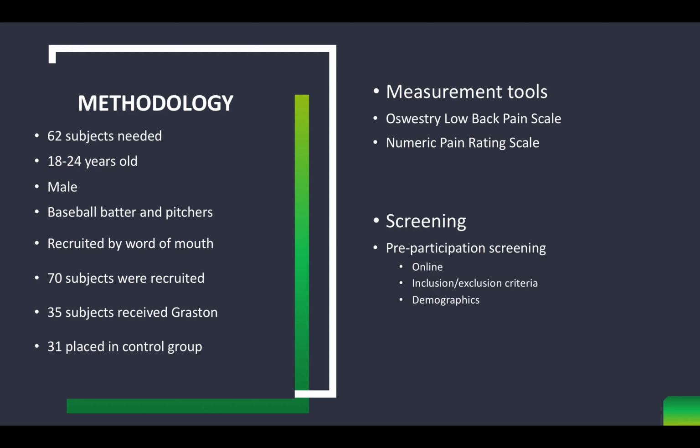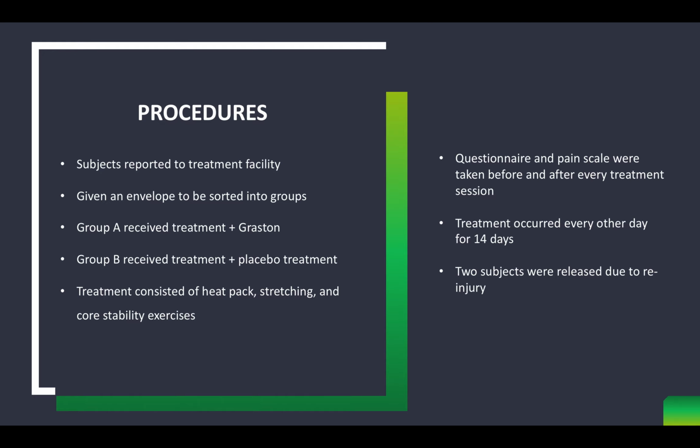35 received Graston and 31 were placed in a control group. Not all made it through the inclusion-exclusion criteria. For my procedures, the subjects reported their treatment facility. Their athletic trainers were also recruited to be a part of this, so the subjects would be comfortable with who they were receiving their treatment from. They did an informed consent once they were there, and then their height and weight was taken, and then they were able to begin with the study.